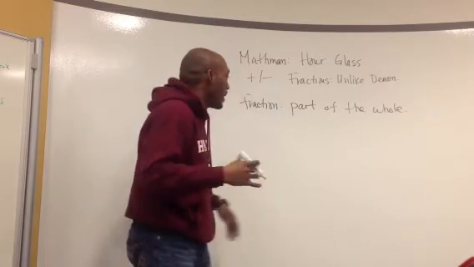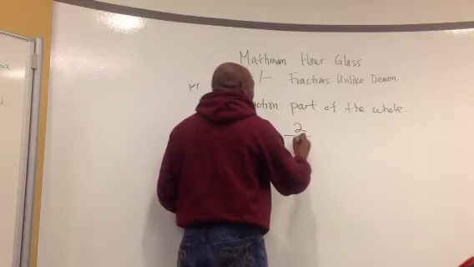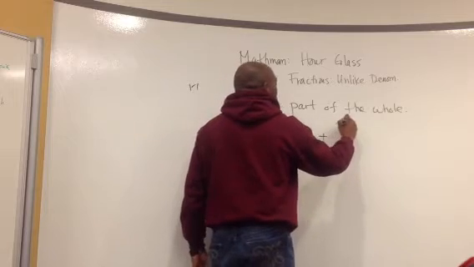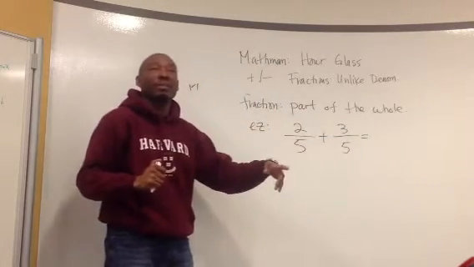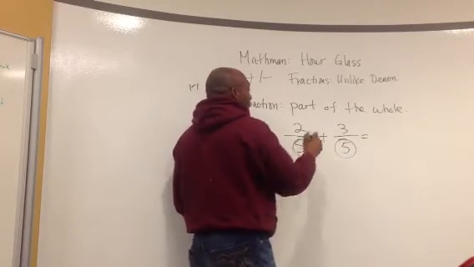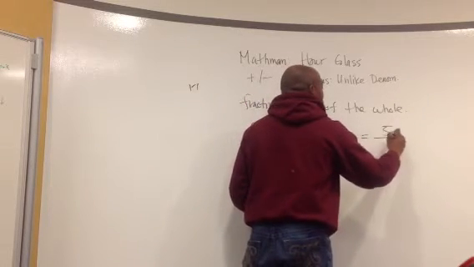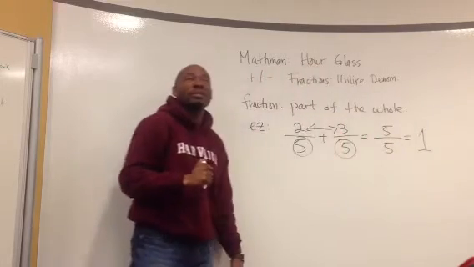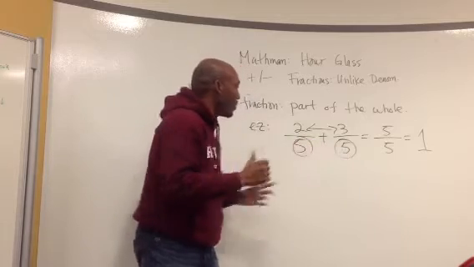So the easy breezy part is if you are 2 out of 5 parts, and I'm 3 out of 5 parts. If we combine ourselves together, because we're both talking about the same number of parts, then all we have to do is look at the numerators and add them together. So 2 plus 3 is 5 parts out of 5 parts, which is 1. Now we got the whole thing. So whenever the denominator is the same, we just add the numerators.